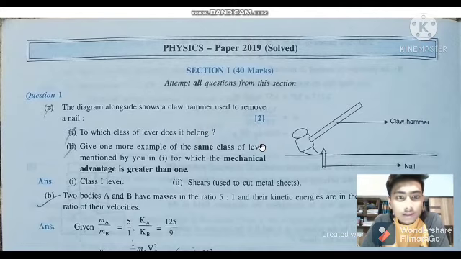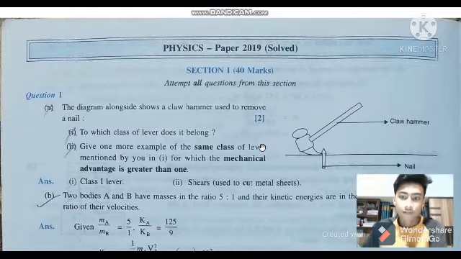Today's question is physics paper 2019 solved. So here what I've done is, for the questions that are in our further reduced syllabus, I have just ticked them, and which are not there I've just cancelled out. As you can see, question number one, first question, belongs to lever, so I've just crossed it out.